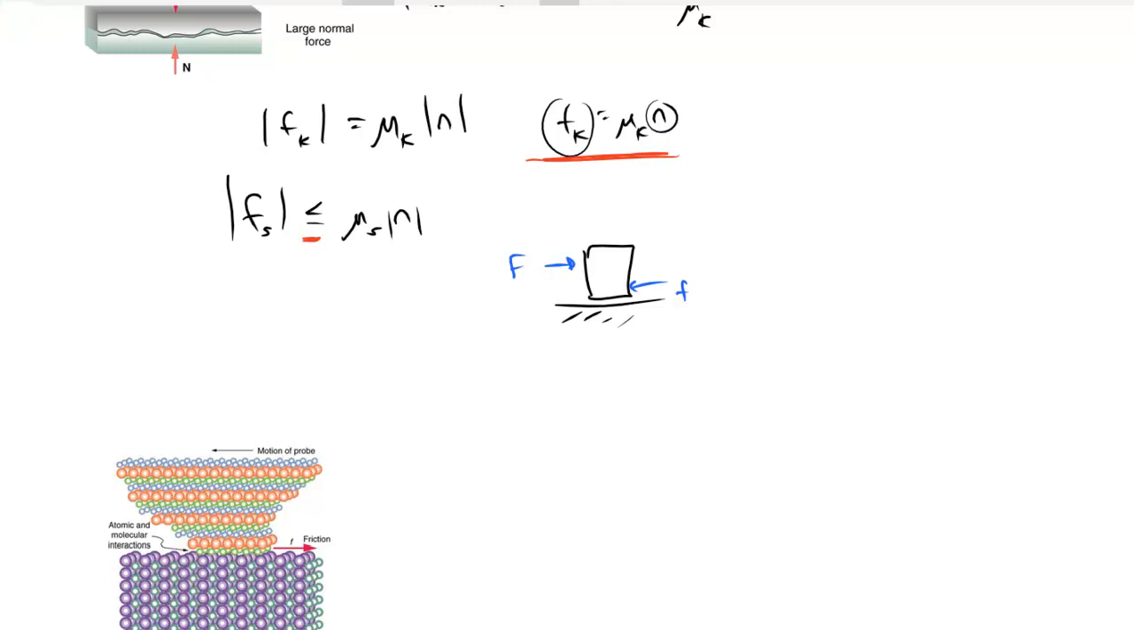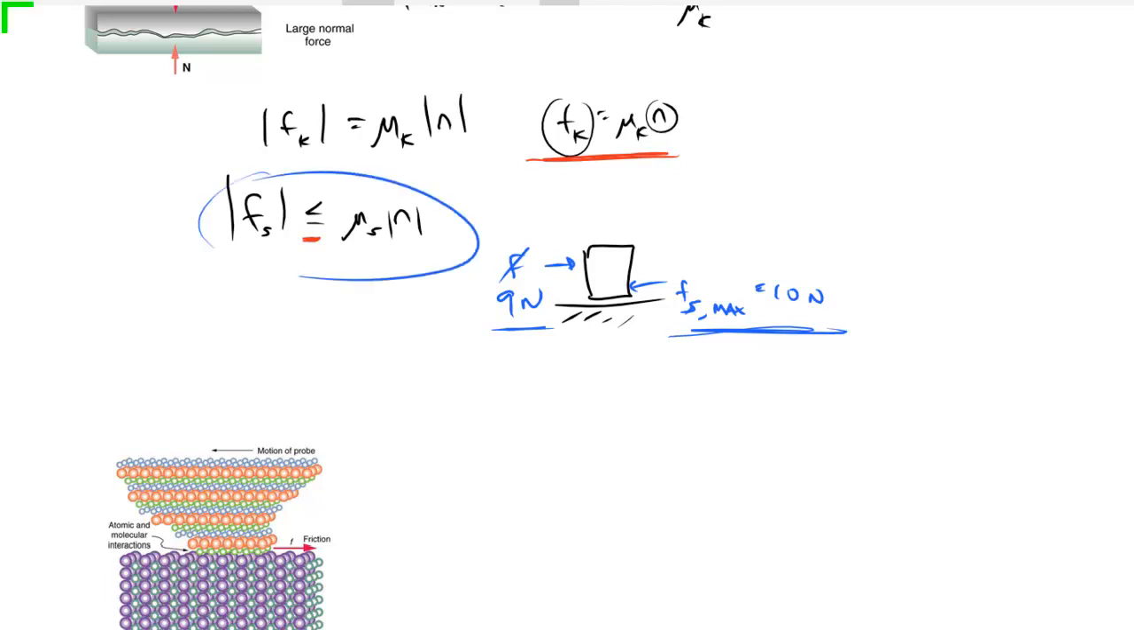And there is a maximum amount. Let's say the maximum static friction force, Fs max, is equal to 10 newtons. If I only push with 9 newtons, then our static friction force would only be 9 newtons. It will only resist motion. It won't cause motion in the opposite direction. It wouldn't make sense to say friction is 10 newtons and the force is 9 newtons, because then I could push on a box and have it move in the direction opposite the force. So we have to write it as an inequality.